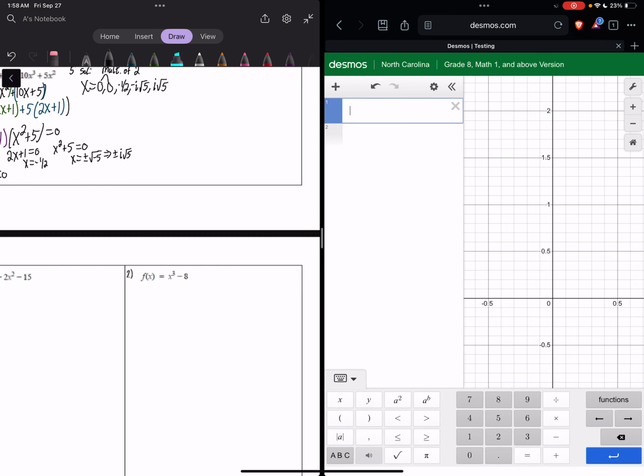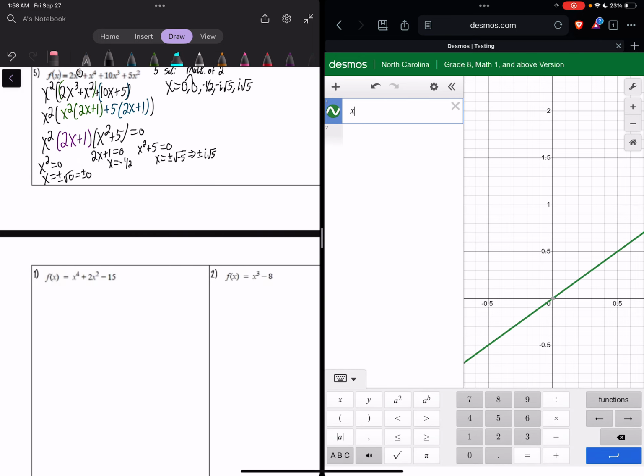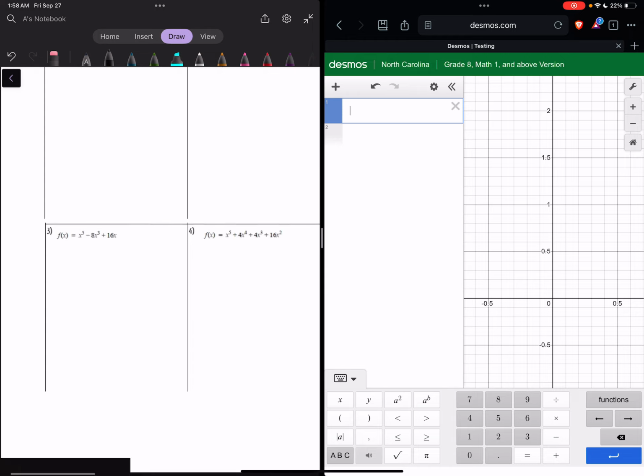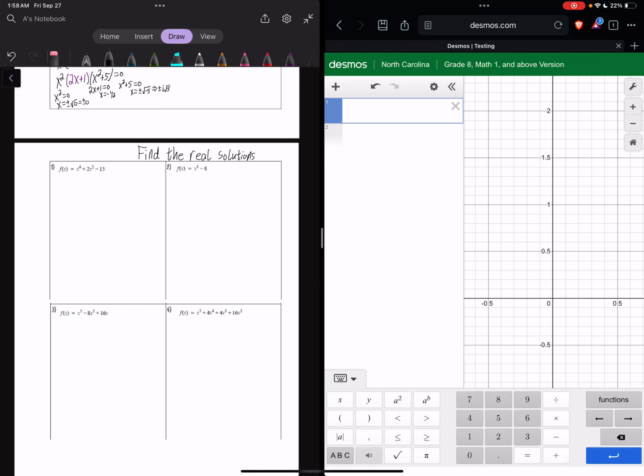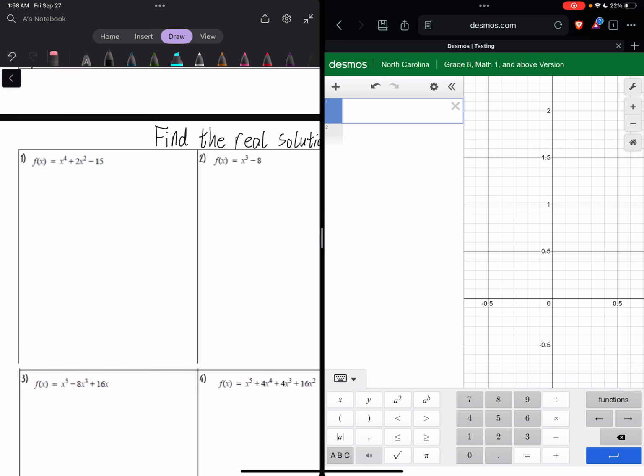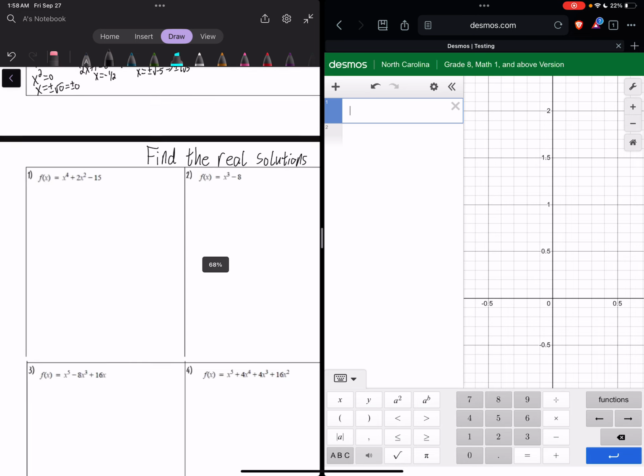Let's look at number 1 on the next page. I'm going to type this in Desmos first. And for this one, I'm going to give you these directions. I want you to try this before you see me do it. Find the real solutions. You could consider these 4 problems as your practice, but I'm just asking you to find the real solutions only. So pause the video, try these, unpause it when you're ready to continue.